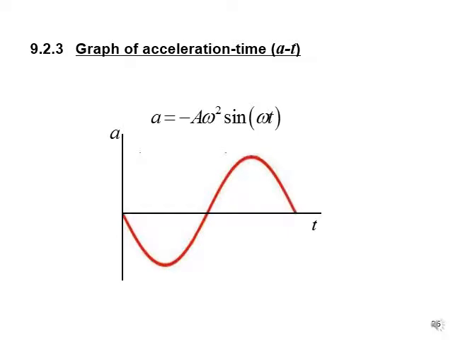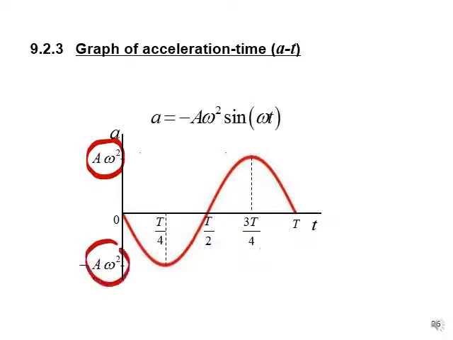Then, graph of acceleration against time. Since a is equal to negative A omega squared sin omega t, hence the shape of the graph is negative sine graph. The peak value of the y-axis represents the value of maximum acceleration, which is equal to A omega squared.